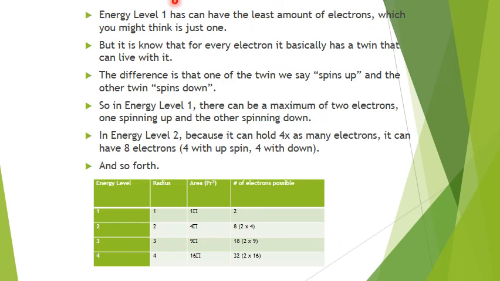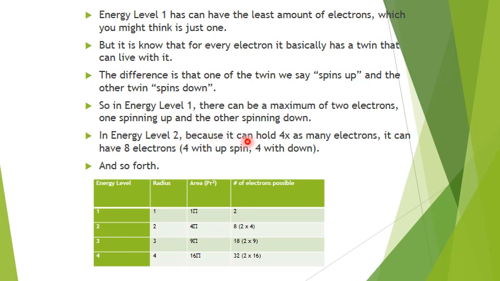All right, energy level 1 can have the least amount of electrons, which you might think would just be 1, because that's the smallest number. But it is known that every electron basically has a twin that can live with it. The difference between the twins is that one twin, we say, spins up, and the other twin will spin down. So on energy level 1, there can be a maximum of 2 electrons, one spinning up and one spinning down.